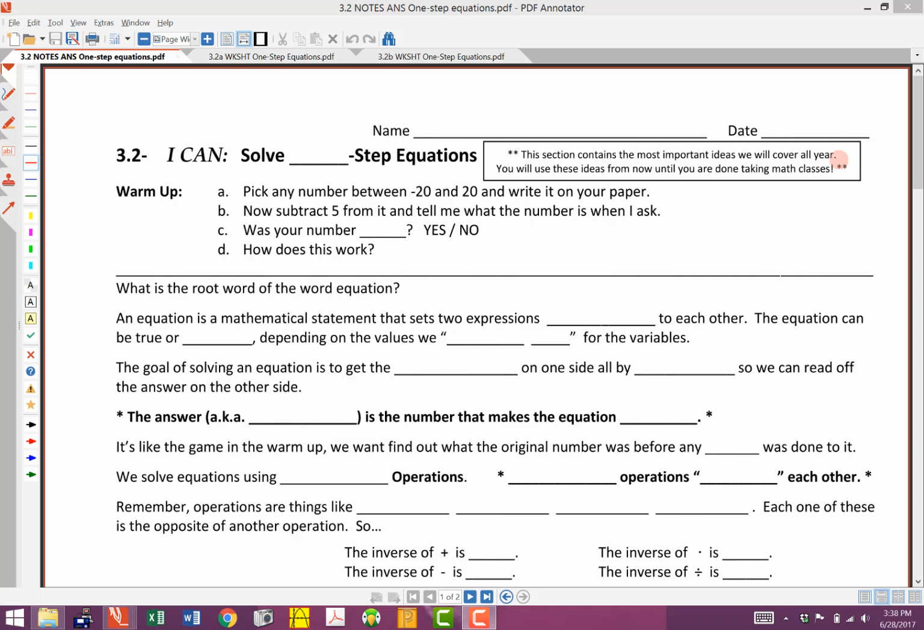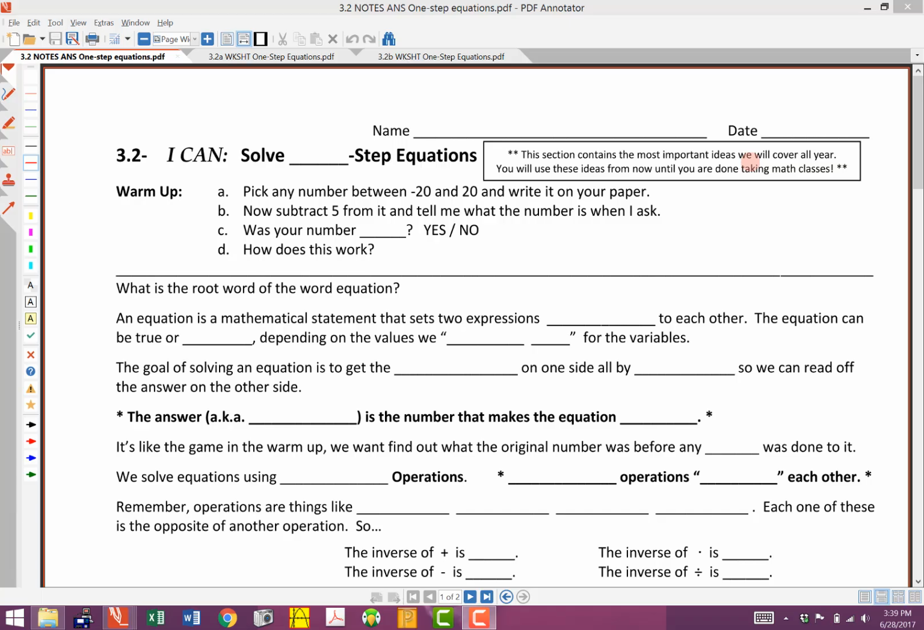Well, before we actually start this next section, I want to take just a second to impress upon you how important the ideas are that we're going to cover in this video and in the next one. This section contains really the most important ideas that we're going to cover all year. They're very fundamental, very crucial to algebra. And if you understand these, you're really going to be in good shape.